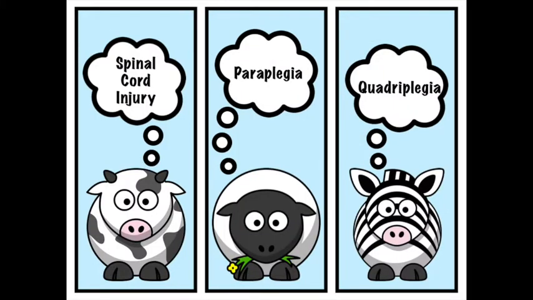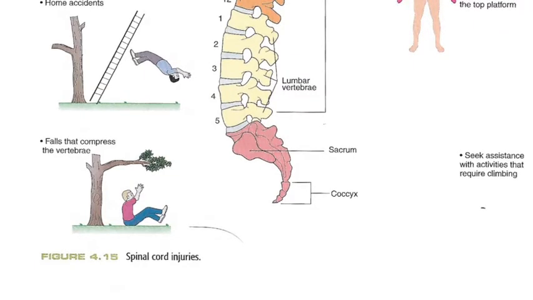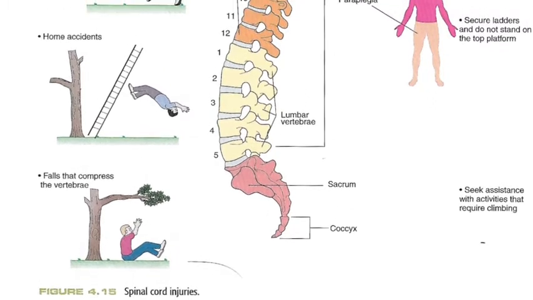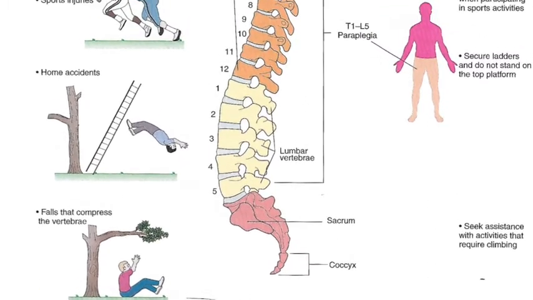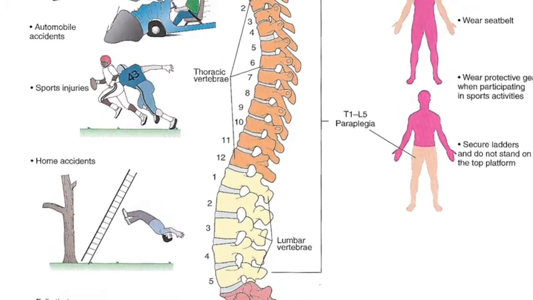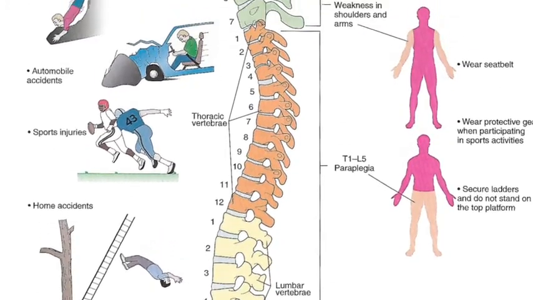A spinal cord injury often causes paralysis because nerve impulses cannot be carried below the level of the injury. Paraplegia is the paralysis of both legs and the lower part of the body. An individual affected with paraplegia is known as a paraplegic. An SCI below the cervical vertebrae results in paraplegia.